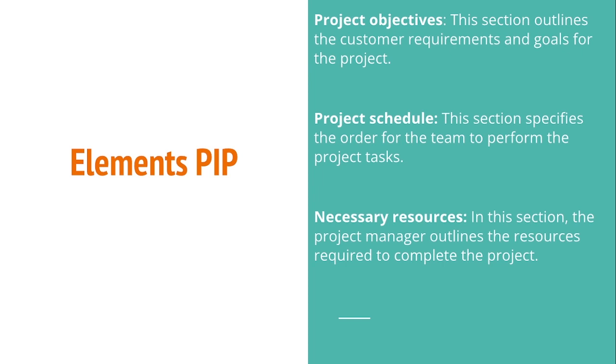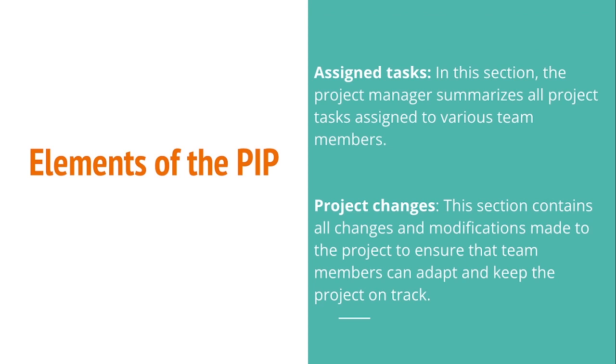Then section number 3 is necessary resources, which I talked of in earlier components. The resource plan. Yeah, you outline the resources you may need to complete the projects. Yeah, this is a summary of the upper components. Then the assigned tasks. Yeah, in this section, you as a project manager summarize the tasks assigned to the various team members. Yeah. Then the project changes.